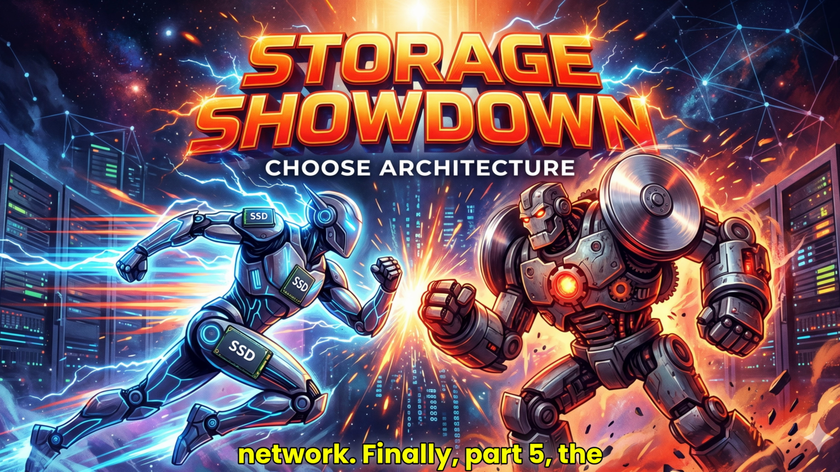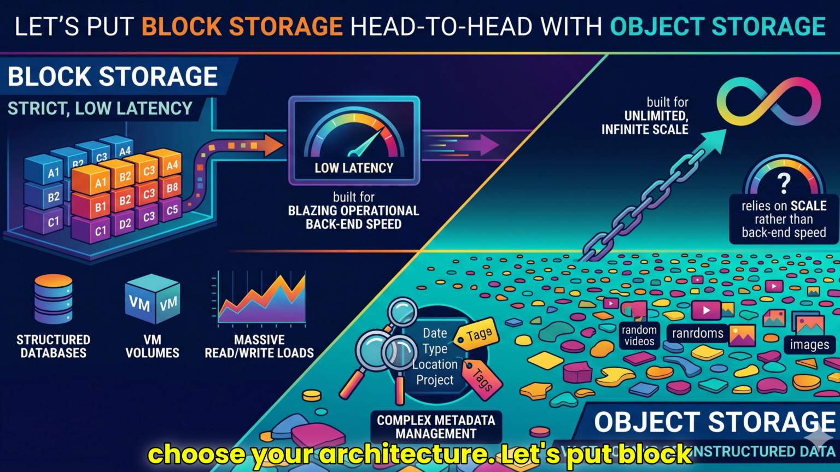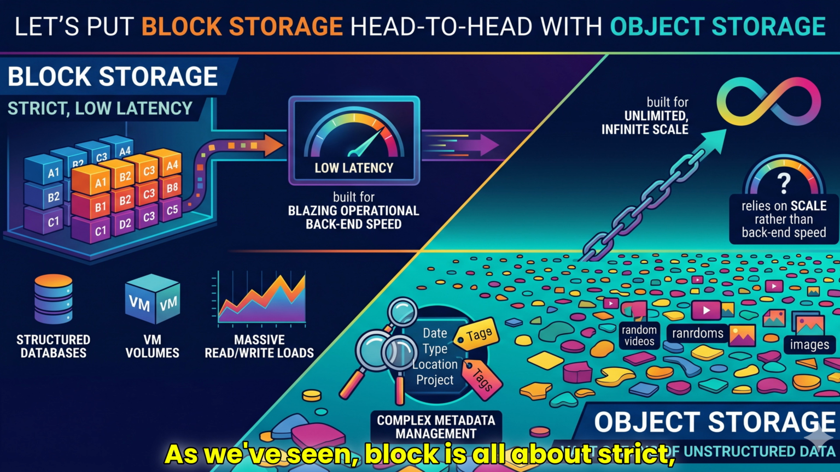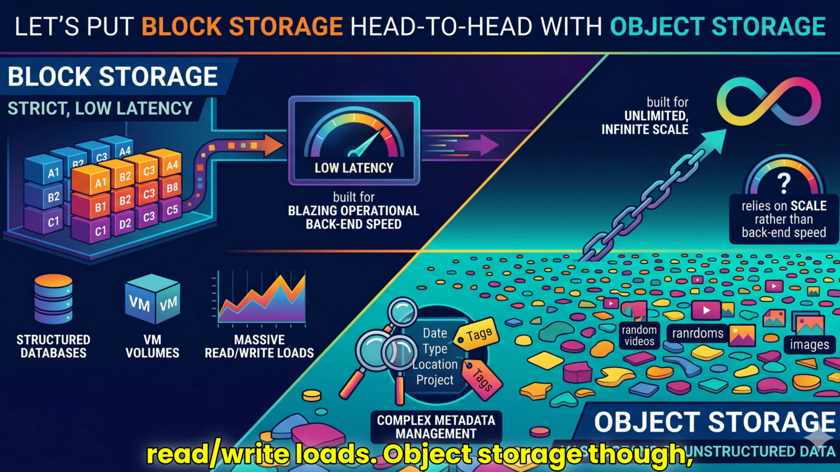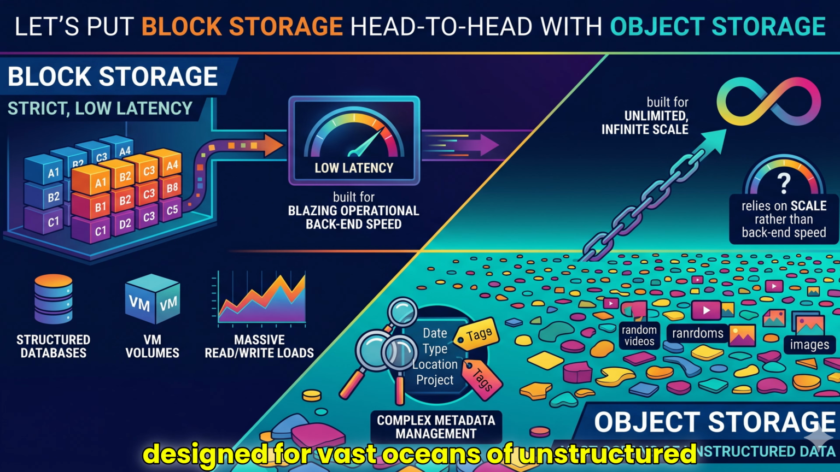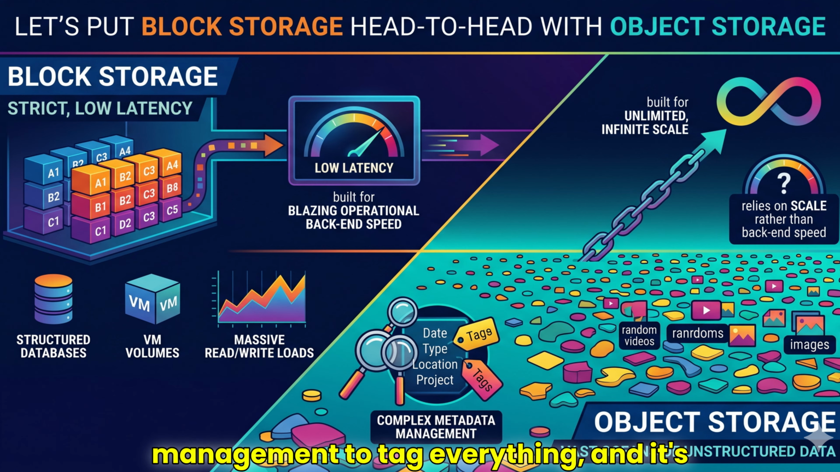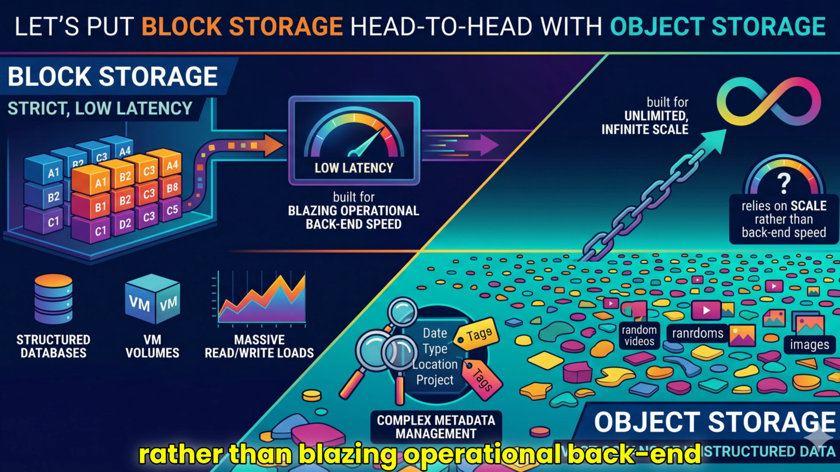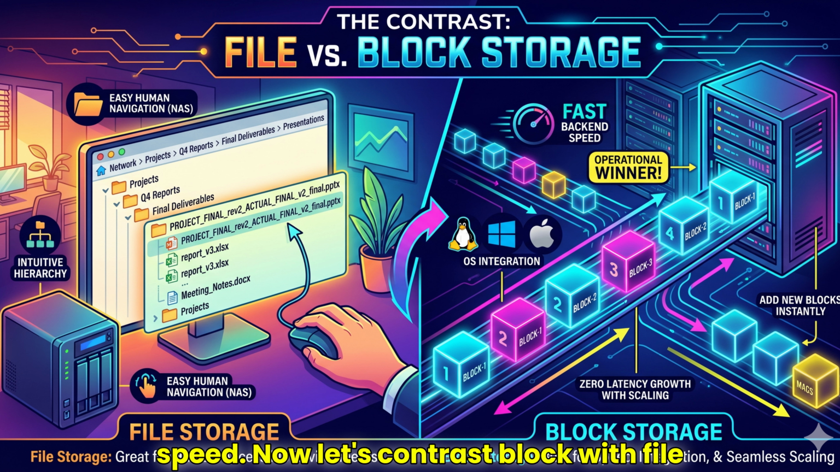Finally, Part 5, the Great Storage Showdown. It's time to choose your architecture. Let's put block storage head-to-head with object storage. As we've seen, block is all about strict, low latency. It's built for structured databases, VM volumes, and massive read/write loads. Object storage, though, it's basically the exact opposite. It's designed for vast oceans of unstructured data. Think millions of random videos and images. It relies on complex metadata management to tag everything, and it's built for unlimited, infinite scale rather than blazing operational back-end speed.